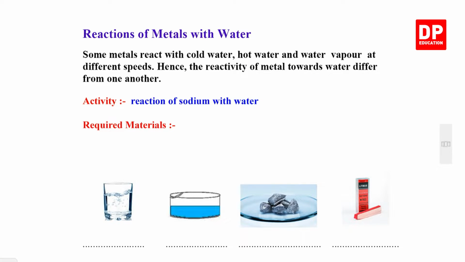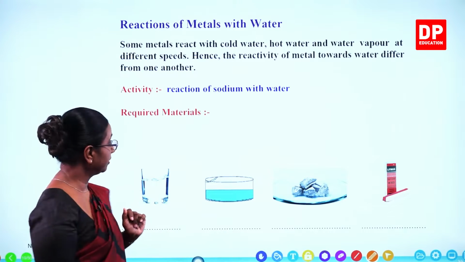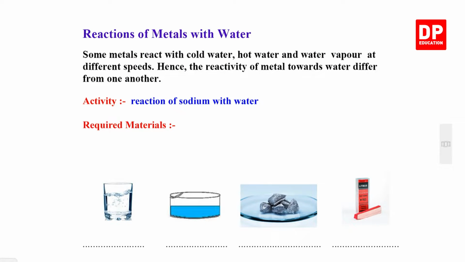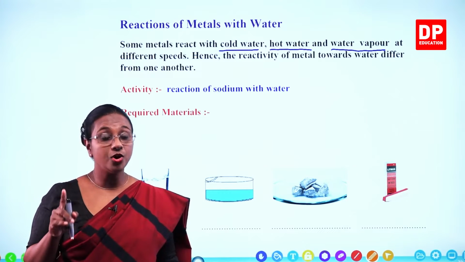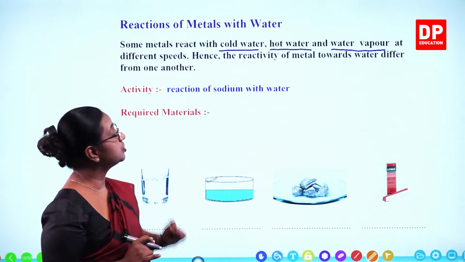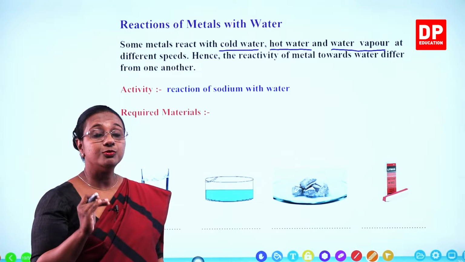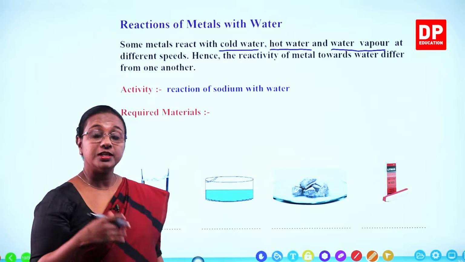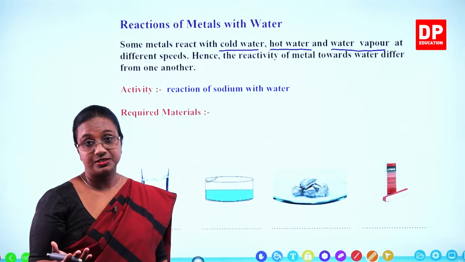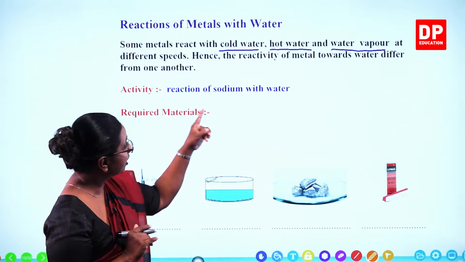Reactions of metals with water. This is the second type of reaction. How metals react with water. So some metals react with cold water, hot water and water vapor. So cold water, hot water, you all know. The difference is the temperature. Normal room temperature water is also considered as cold water or even very cool water. But normally we use the room temperature water, and hot water you have to heat the reaction mixture. You take water, you have to heat it and you need to observe how the metals react with hot water.